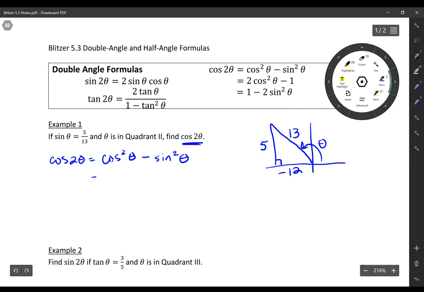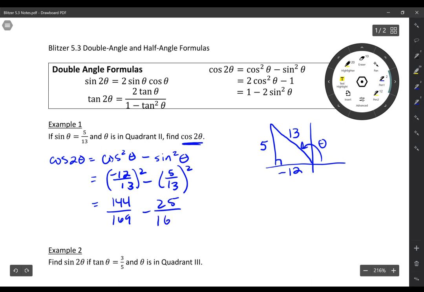So now I'm just going to go ahead and plug in and find the cosine of theta and the sine of theta and square them. So my cosine is my x over r. So cosine would be negative 12/13, and we've got to square it, minus my sine, which I already knew. I guess really we could have used 1 minus 2 sine squared theta. We wouldn't have had to do any work. And we get 144 over 169 minus, this one's squared also, 25 over 169. And this is going to be 119 over 169.